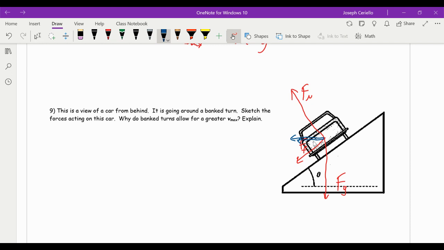Now, we don't really do banked curves in this class, but I just think it's a good thing to mention that by being on a banked curve, you have a component of your normal force that points towards the middle of the circle. Therefore, it makes it a little bit easier for you to stay in the circle.